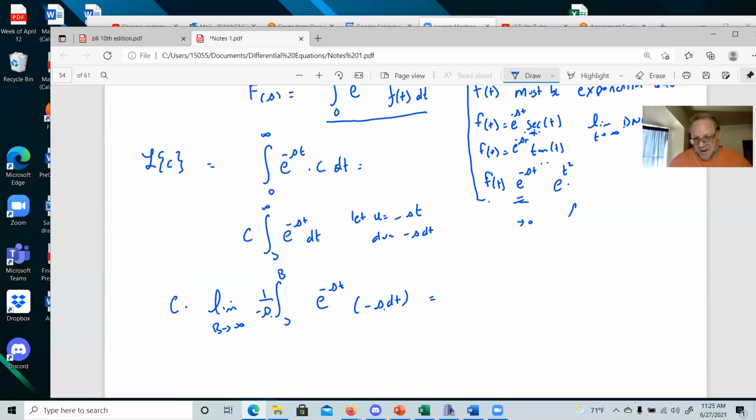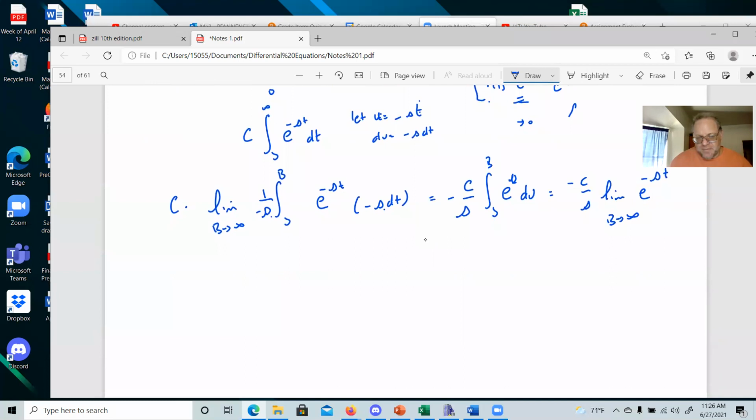So here we have 0 to b, and when t is 0, u is 0. When t goes to infinity, u goes to infinity. So we're going to have e to the u du. We have a c over negative s, and we're going to have negative c over s times the limit of e to the negative st. Just integrating that real quick, we have negative c over s here.